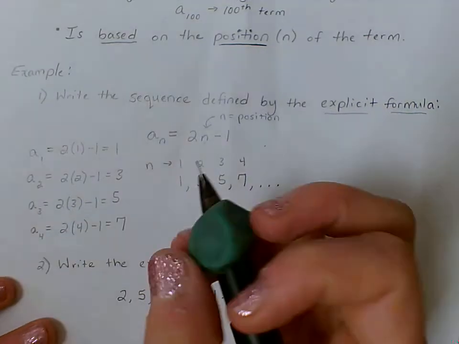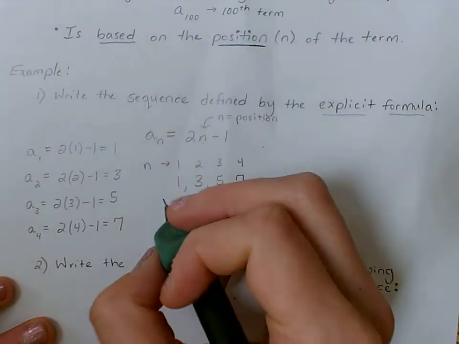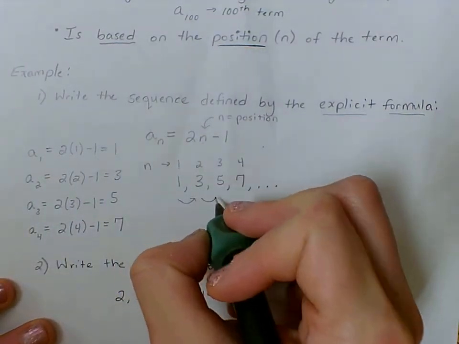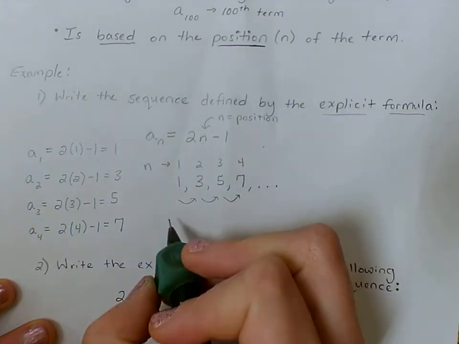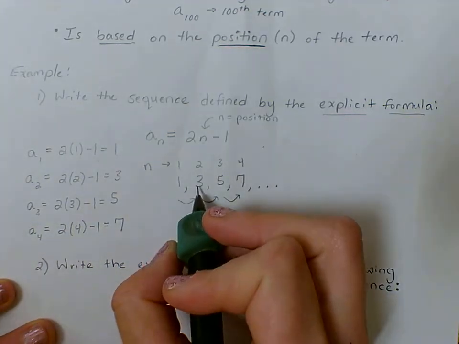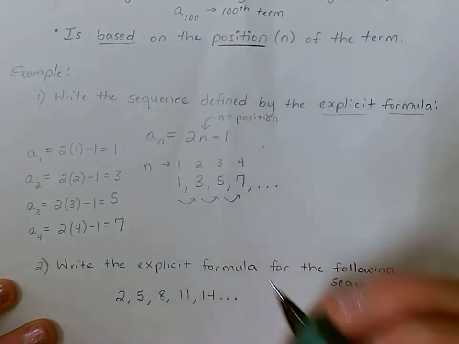And actually, before we move on, I do want to point out something here. Notice what type of sequence this is. So what's the pattern here? If I go from 1 to 3, 3 to 5, 5 to 7, what are we doing?